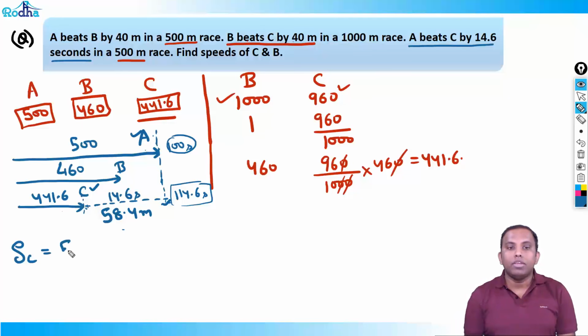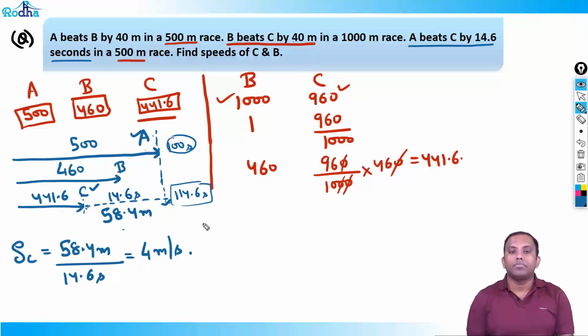What is the speed of C? Distance upon time, 58.4 meter upon 14.6 seconds is equal to 4 meter per second. This is the speed of C. Now we have to find the speed of B, right?